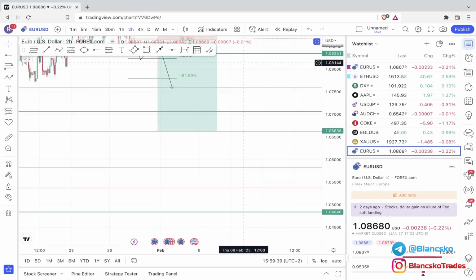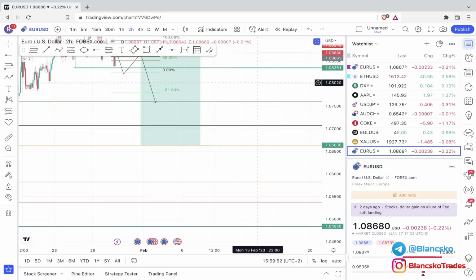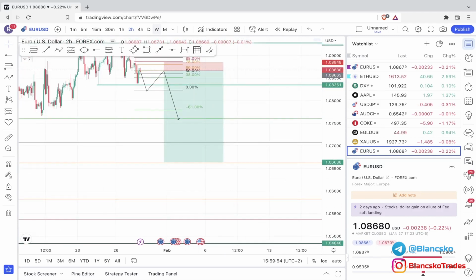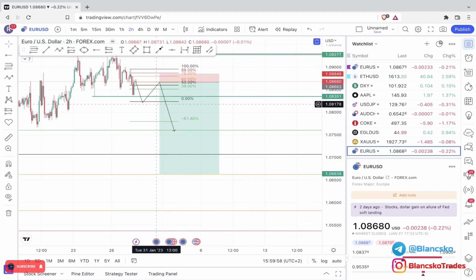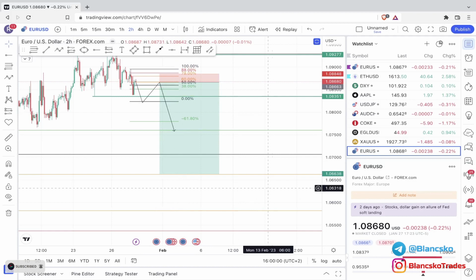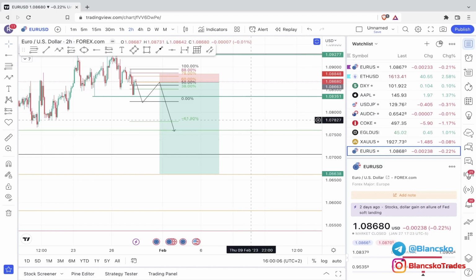And then from here, after we get into the discount level of the fib, this is where I would probably look for a buy setup to look to take this high right here. Because as I said, macro perspective, euro dollar is bullish. So I'm now just selling towards the discount level for then to get into a buy, if it makes sense. That's my personal view on the euro dollar pair right now.